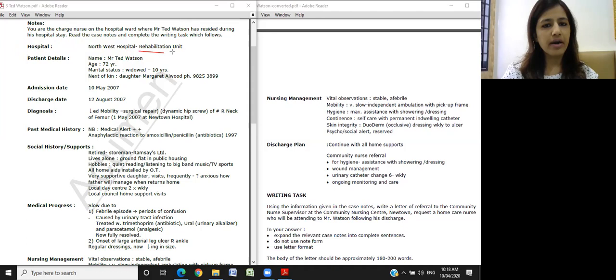rehabilitation unit. So this is not post-operative ward, this is not orthopedic ward, this is not surgical ward. So if the patient is being discharged from rehabilitation ward, it gives you an idea that it might be a long ago that he had the surgery, isn't it? So you are in the rehabilitation ward.